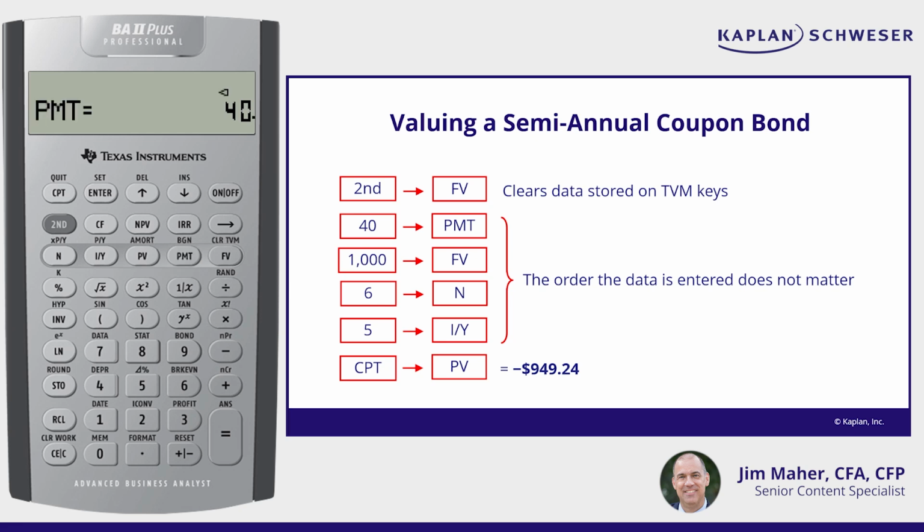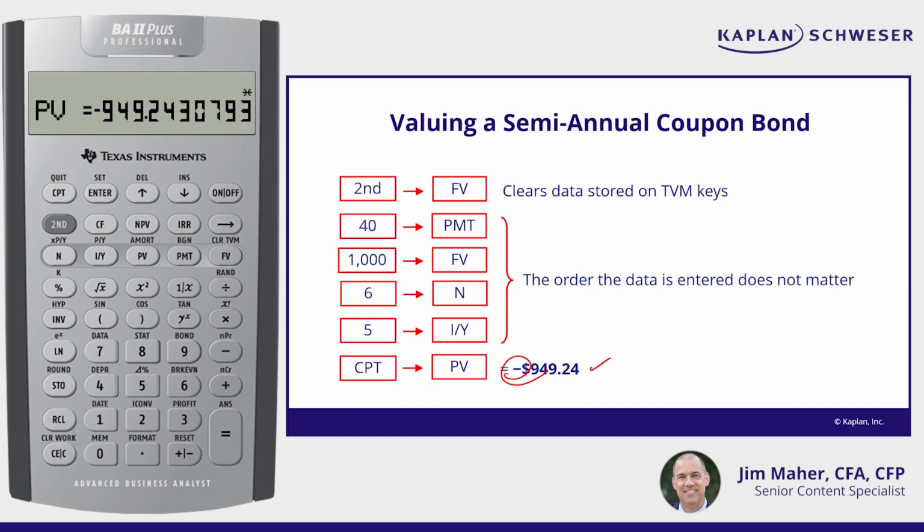Okay, I indicated that on the prior screen. 1,000 is our redemption value or future value. We have 6 for our periods, and we have 5 for our interest rate. And here, it's pretty simple. We have all the data we need, and as you see, it doesn't matter what order we put these into our calculator. Then we're going to compute present value over here, and we see we get a negative 949.24.